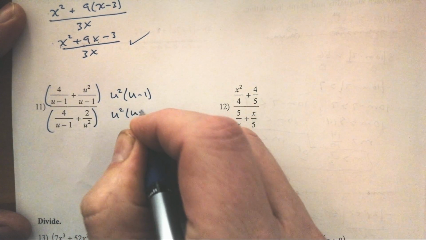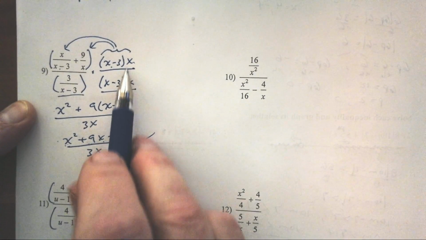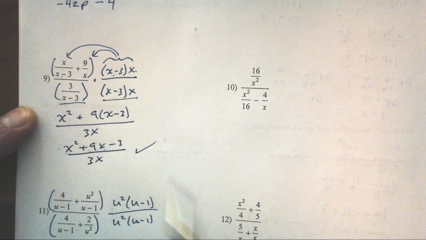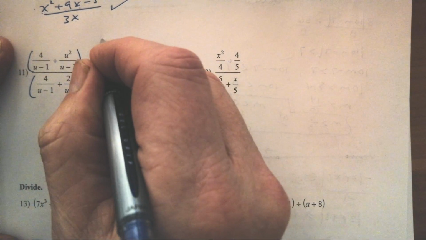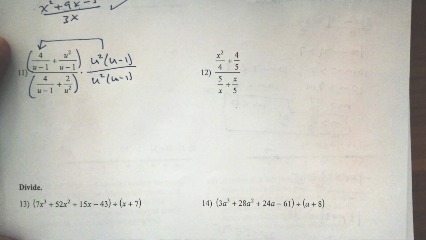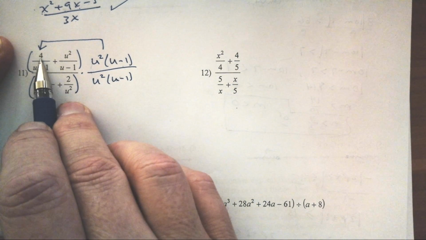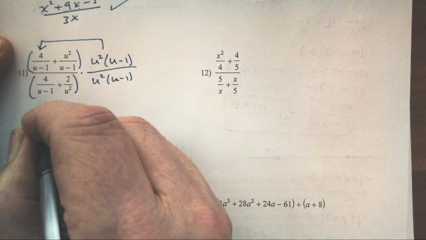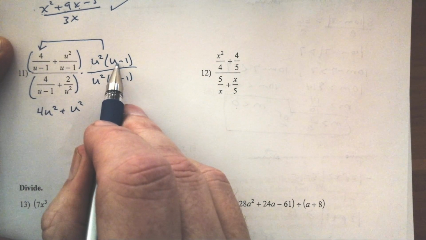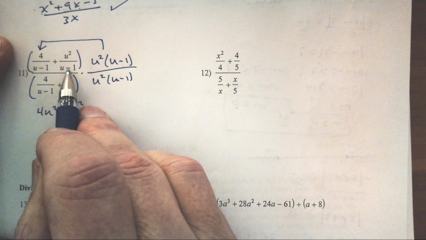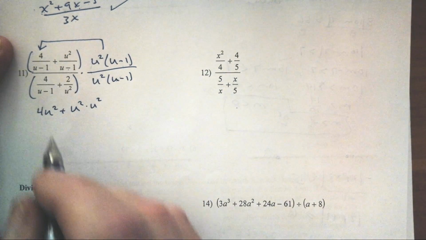Why can I do that? Didn't talk about that on the last problem. Because this is equal to 1. And this is equal to 1. I'm not changing the value, just the form. When we distribute here, the u minus 1 cancels the u minus 1, and I get 4 times u squared plus u squared times the u minus 1 cancels the u minus 1 times u squared. U squared times u squared.